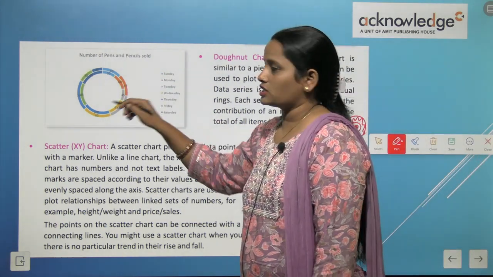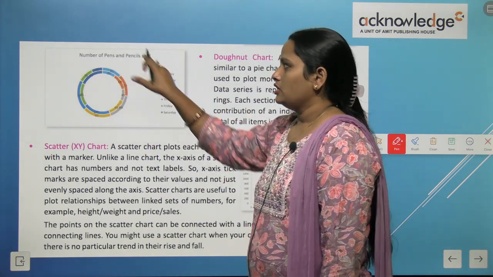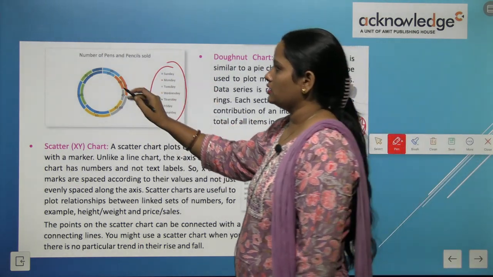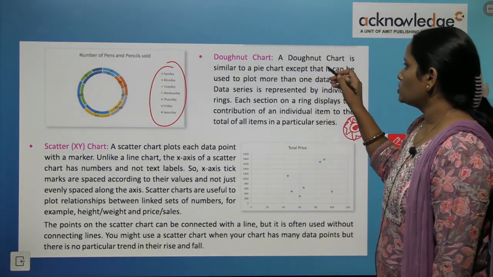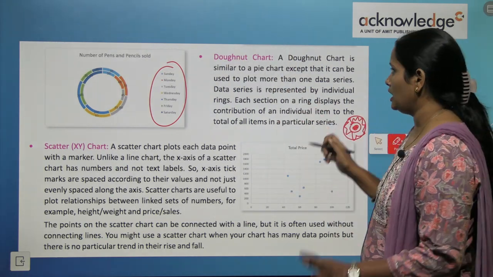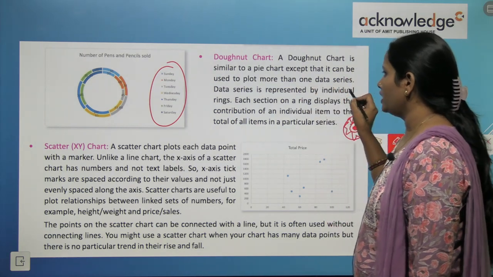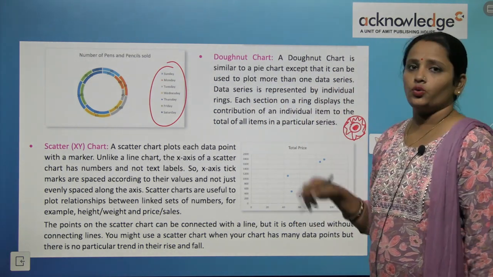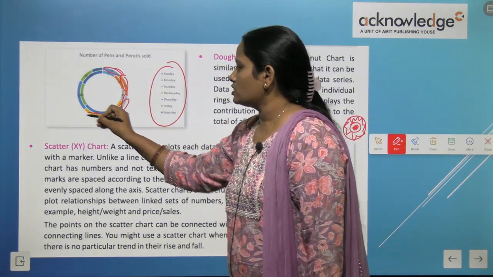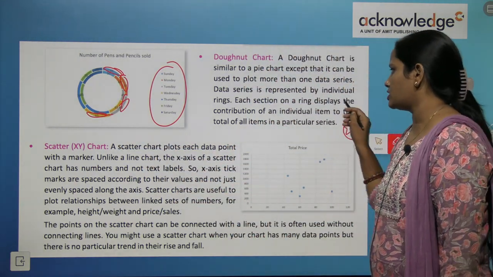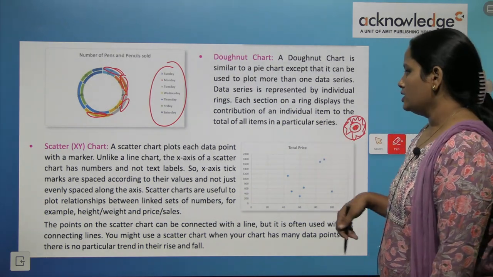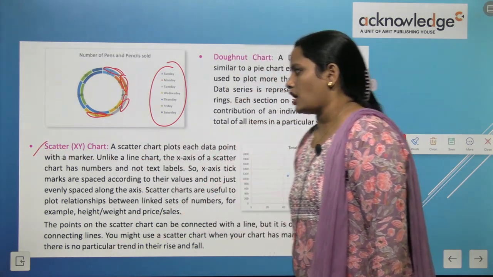So this chart looks like a donut, बीच में से खाली, and the circles, everything is represented. So here also Sunday, Monday, all the values are written here in the form of donuts. So a donut chart is similar to a pie chart. एकदम pie chart जैसा होता है ये, that it can be used to plot more than one data series. Data series is represented by individual rings. So we can see small rings are made related to each value. Each section on the ring displays the contribution of an individual item to the total of all the items in a particular series.